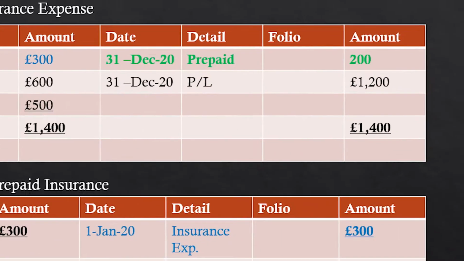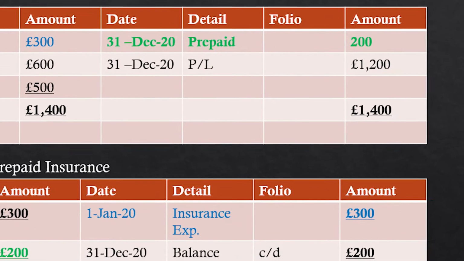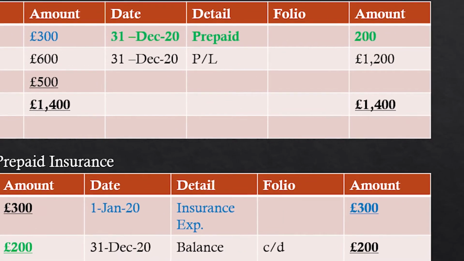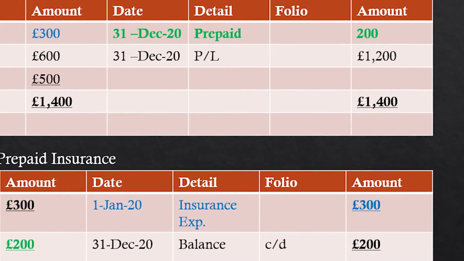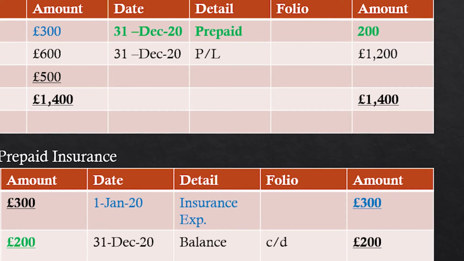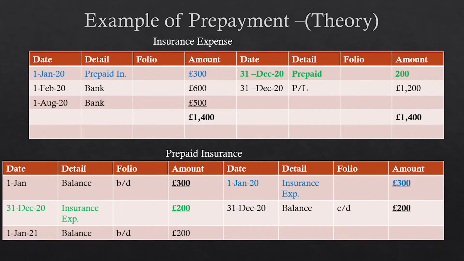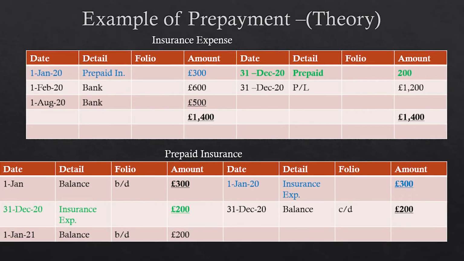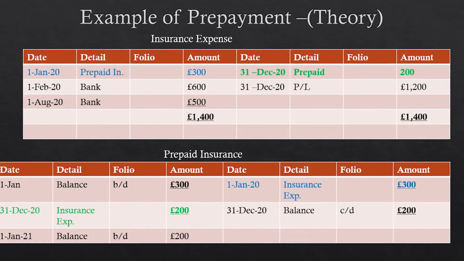And then we had subsequent payments of 600 and 500 respectively. But once we've closed the period, we realize that what needs to be charged to the P&L, and here P&L means the actual expenses, what we need to put forward as the total expense for the period, is 1,200. So therefore what is prepaid is 200. So that is reflected in the ledger.